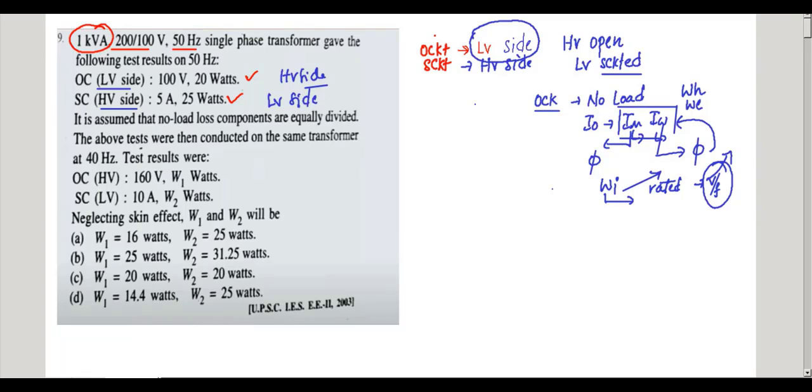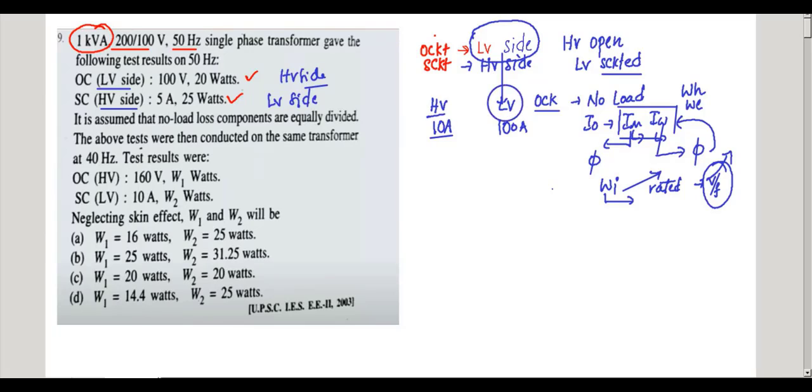Adu mattum illa neenga pathinga. So, if I consider the LV side, neenga pathinga na LV side is high current, and HV side is less current. Suppose HV side is 10 amperes, LV side you have 100 amperes. High voltage side low current, low voltage side high current.